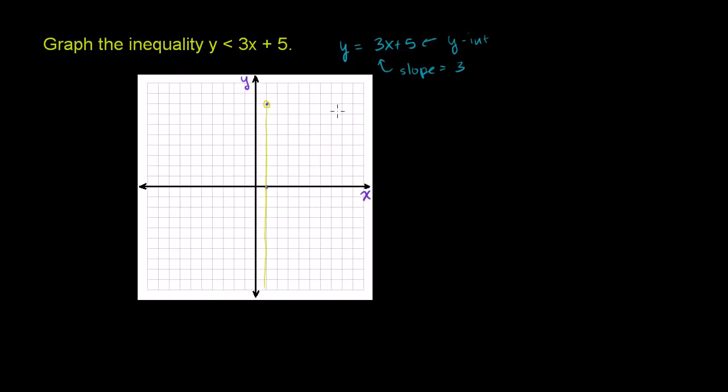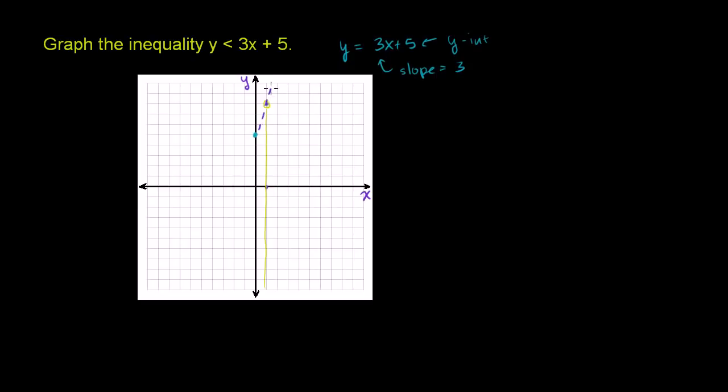So we'll start with the y-intercept of 5. So 1, 2, 3, 4, 5. That's the y-intercept. And the slope is 3. So if you go over 1, you go up 3. So let me do that in that darker purple color. So it'll look like this.